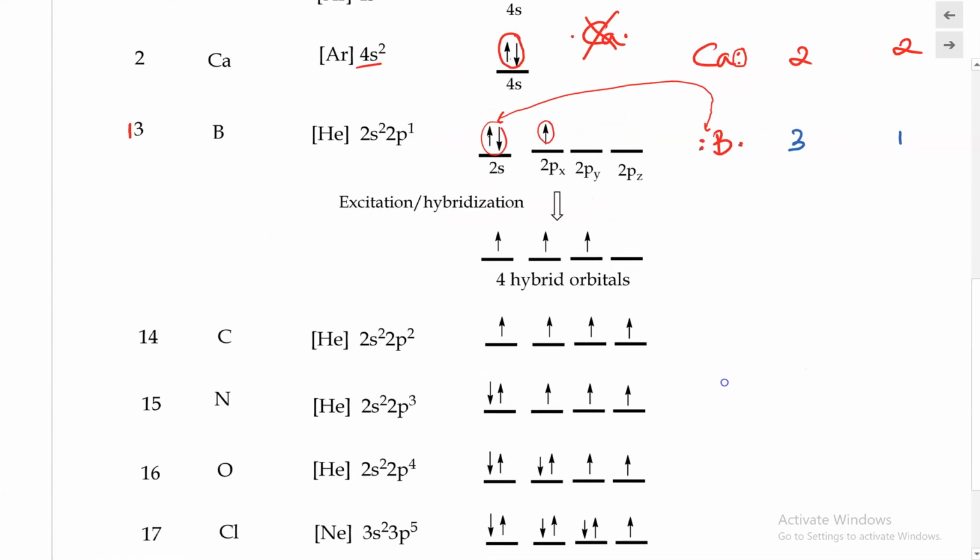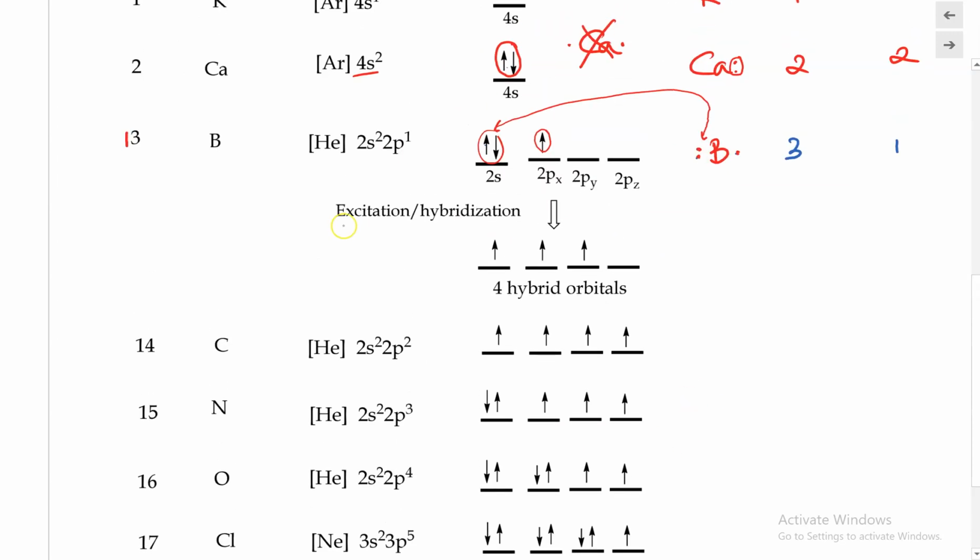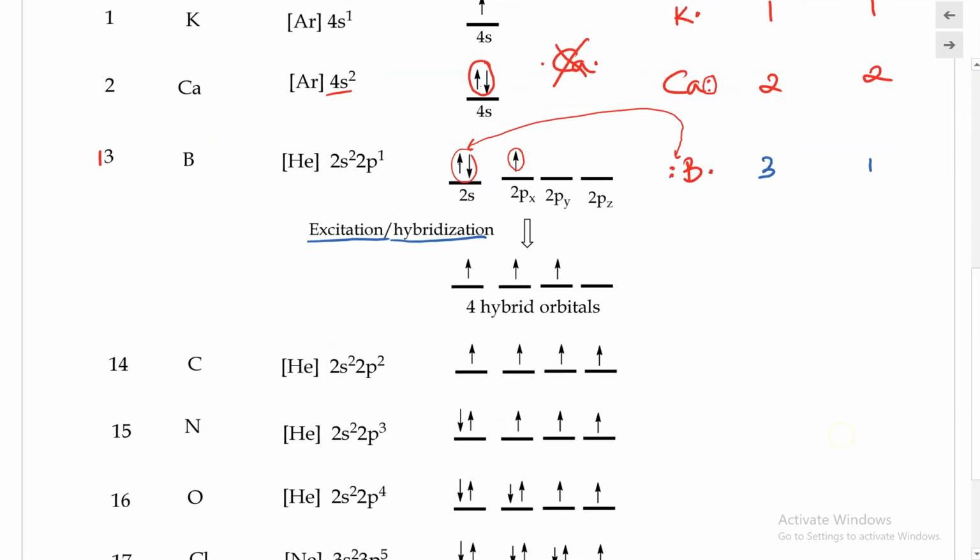What we observe is that boron, just like many of the other non-metals, undergoes something that we call excitation or hybridization. Now, excitation and hybridization is the following. It is a mathematical combination of all of these orbitals right here to produce 4 hybrid orbitals. So basically, we take in the s orbital and the p orbitals and combine them together. And in the end, we are now producing 4 hybrid orbitals. If we start with 4 orbitals before, we'll be producing 4 orbitals in the end.